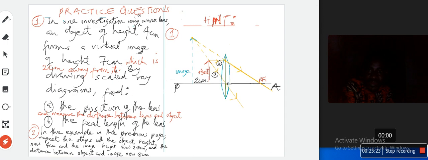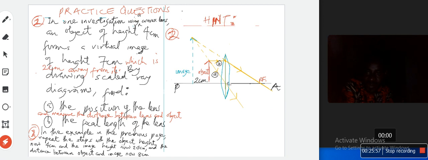Then there's this other question too, the next page. I'll call this one question number 2. This is a hint for question number 2, and then question number 3. In one investigation, using a convex lens, an object of height 4 cm forms a virtual image of height 7 cm, which is 2 cm away from it. By drawing a scaled ray diagram, find A, the position of the lens, and measure the distance between the lens and object. B, the focal length of the lens. You can use this as a hint.